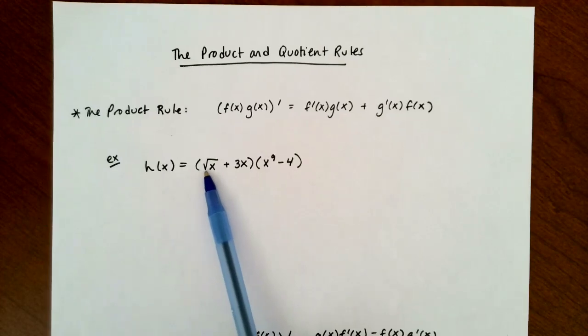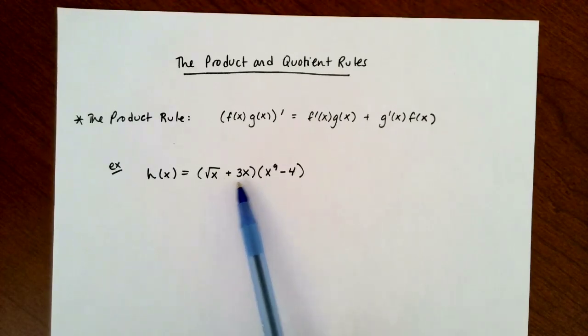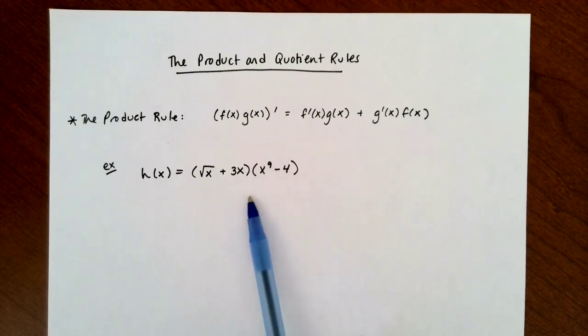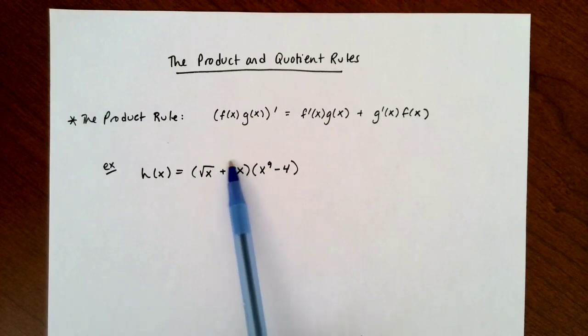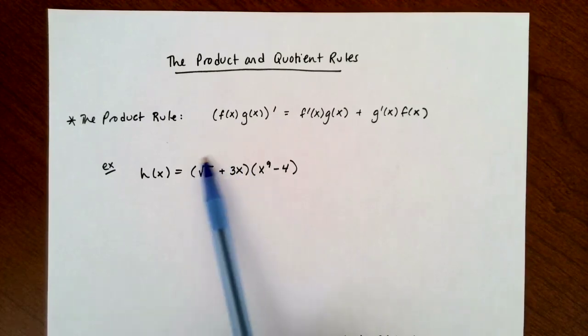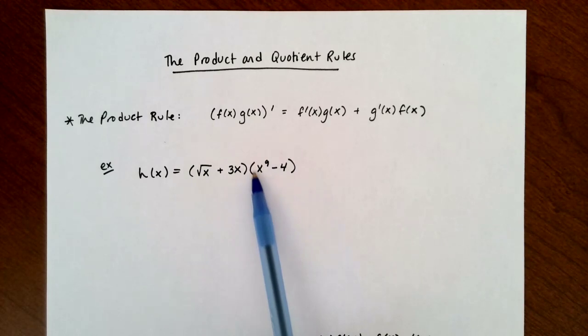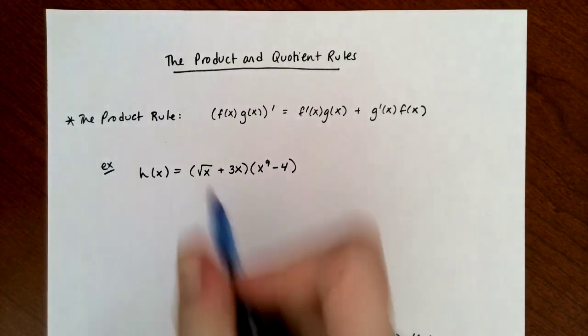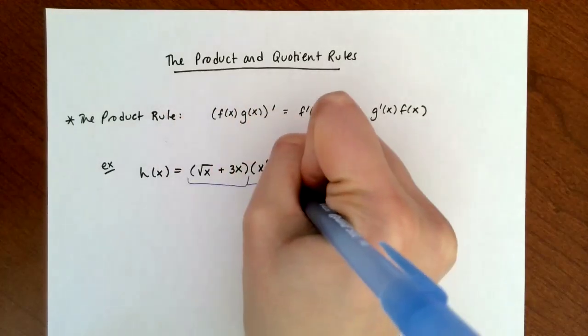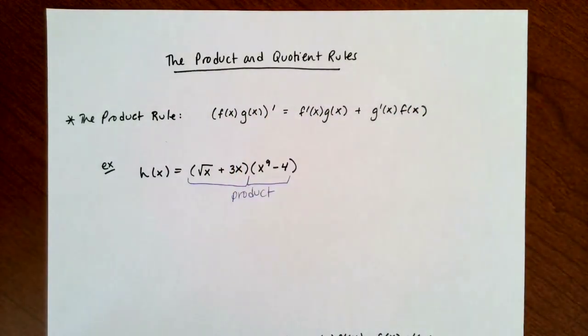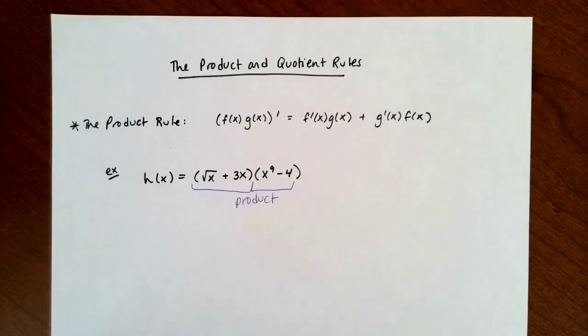So we have a function h of x is root x plus 3x times x to the 9 minus 4. All right, so we can recognize this as the product of this first function here, which we would be able to differentiate using the power rule, times this other function here, which we also would be able to differentiate using the power rule. So I'm going to see this in two pieces. Identify that I need the product rule. I usually write product because the scratch work for all these rules that we're going to learn, including the quotient rule down below, is going to look kind of the same.